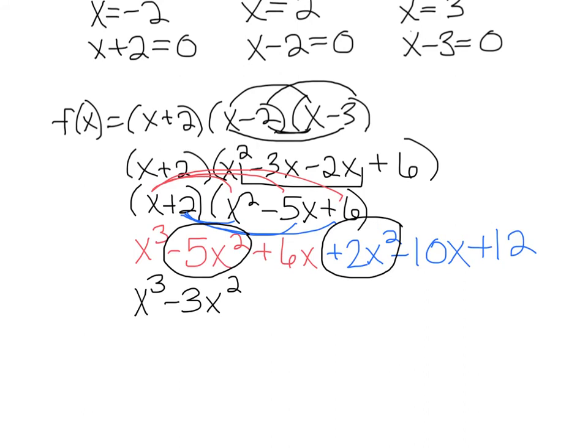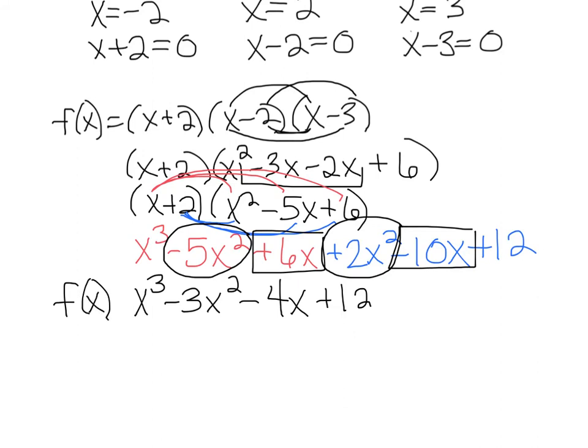So then I look, I have a 6x and another x term, so I'm going to put those together. Well, 6x and a negative 10x, that's going to make a negative 4x. And then at the very end, we have a positive 12. So here is our cubic. Look at your exponent, degree of 3, that's cubic. Our cubic polynomial function written from those zeros.